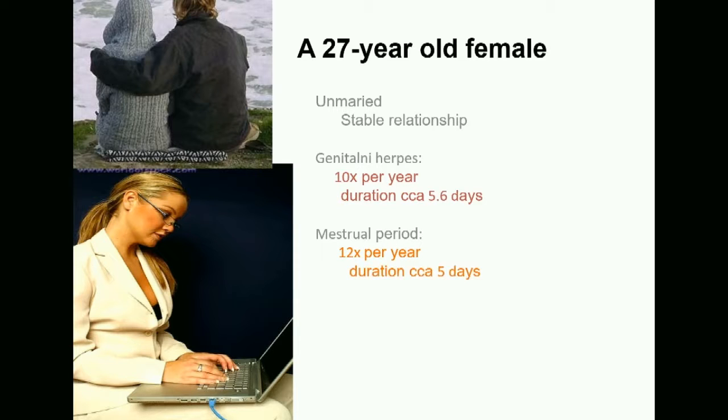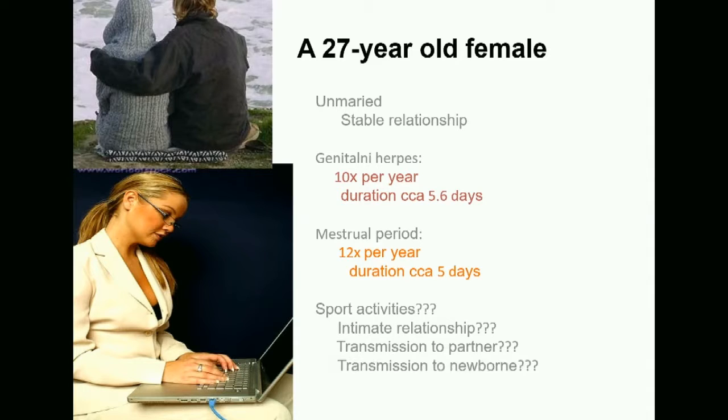So just ask ourselves, what are her sport activities? What is her intimate relationship? She's worrying about transmission to her partner, transmission to her possible future newborn. So no wonder she's so sadly staring at these gray waves, and no wonder she's dealing only with her computer and nothing else. So the question is, can we help her? Do we have any help?